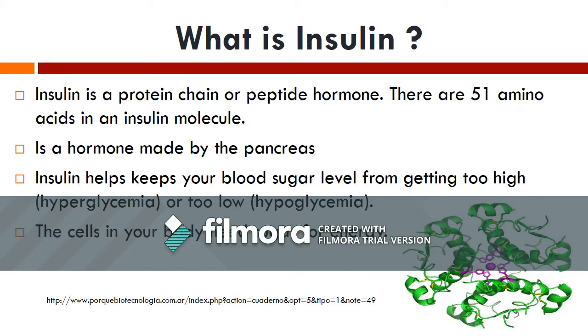What is insulin? Insulin is a protein chain or peptide hormone. There are 51 amino acids in an insulin molecule. It's a hormone made by the pancreas. Insulin helps keep your blood sugar level from getting too high, hyperglycemia, or too low, hypoglycemia. The cells in your body need sugar for energy, and we need energy for everything.